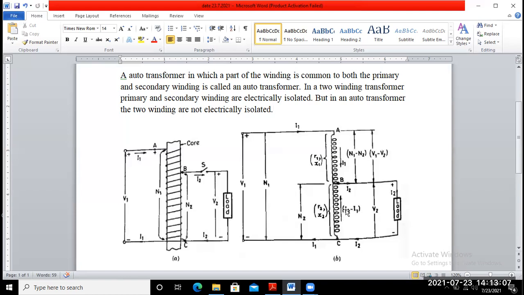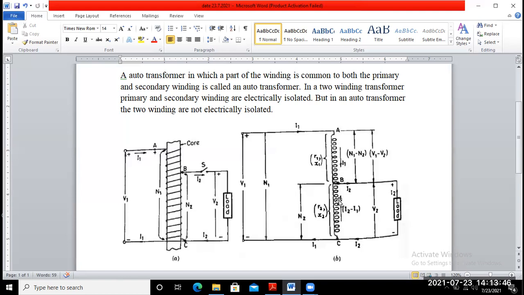That's why the current flowing in the direction of the secondary winding is I2 minus I1. Since I2 is larger and I1 is lower, take the difference from maximum to minimum. So the current flowing through this C to B is I2 minus I1. I think it is clear to all of you. The winding leakage resistance of the primary and secondary, and the voltage and number of turns. Just to concentrate on terminals A and C, what happens?